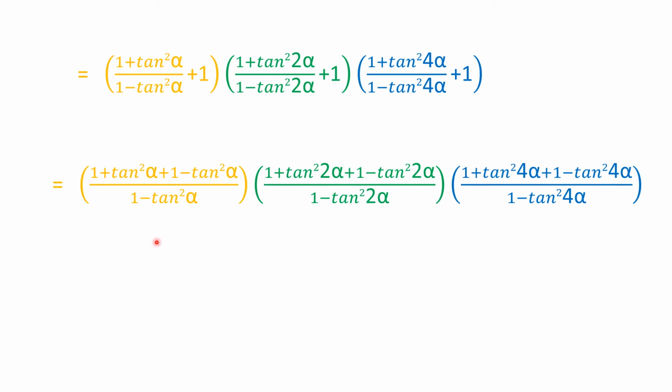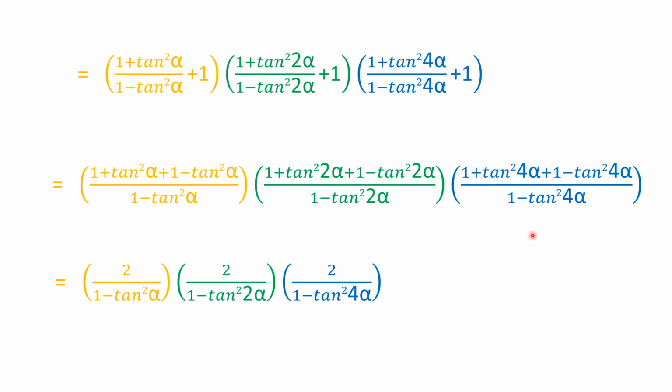Now in this line, we can check that here is plus tan square alpha and here is minus tan square alpha, which can be cancelled. Here is plus tan square 2 alpha and minus tan square 2 alpha, which can be cancelled. Here is tan square 4 alpha and minus tan square 4 alpha, which can be cancelled. So ultimately we are left with 1 plus 1, that is 2. So 2 over 1 minus tan square alpha, here 2 over 1 minus tan square 2 alpha, and here 2 over 1 minus tan square 4 alpha. I hope this is clear to you.